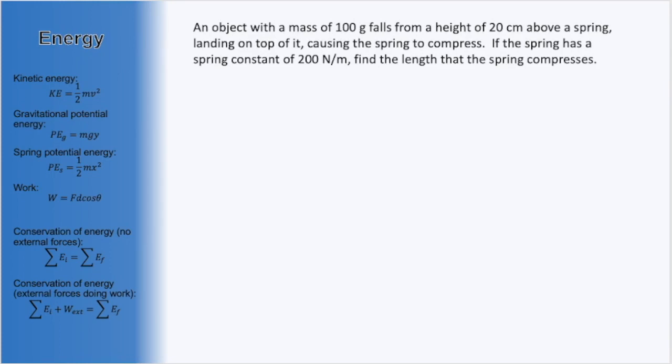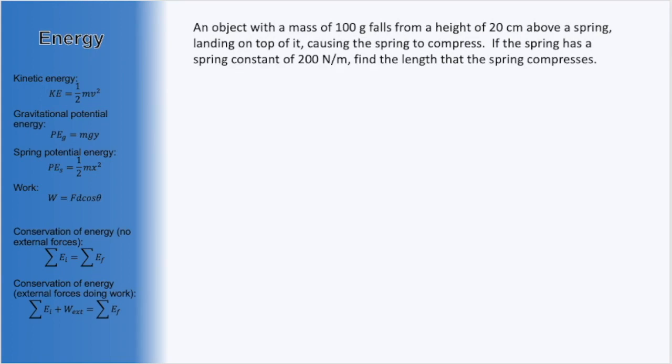Similar to force problems, which depend on making sure you're accounting for all possible forces, energy problems often involve making sure you're accounting for all the different kinds of energies that are present in the problem. Let's take a look at this example where we have an object with a mass of 100 grams that falls from a height of 20 centimeters above a spring, landing on top of it and causing the spring to compress. If the spring has a spring constant of 200 newtons per meter, find the length that the spring compresses.